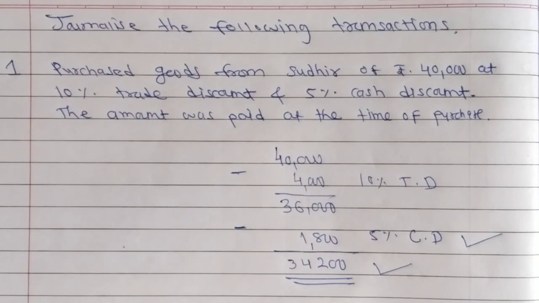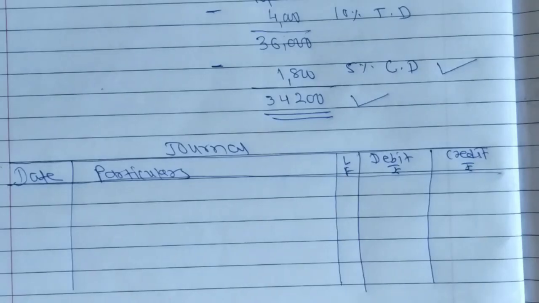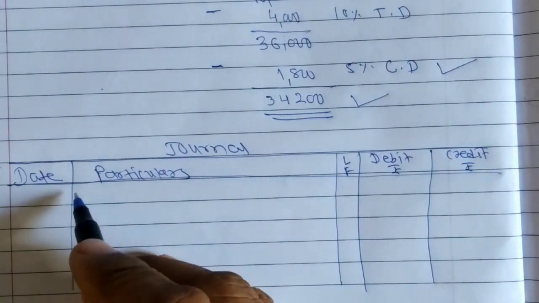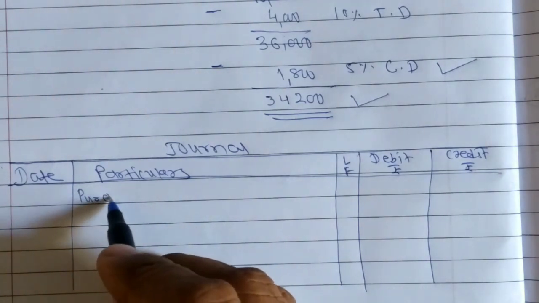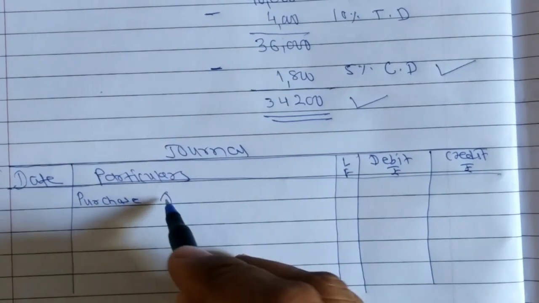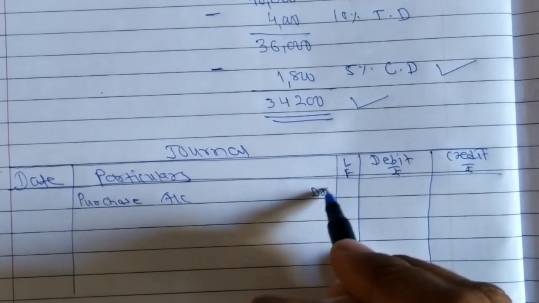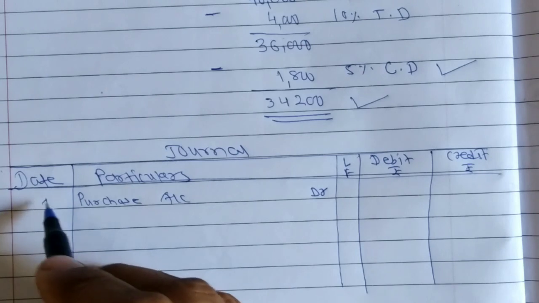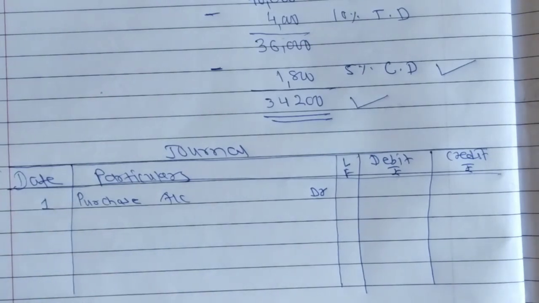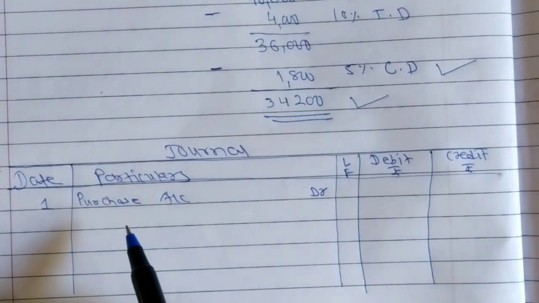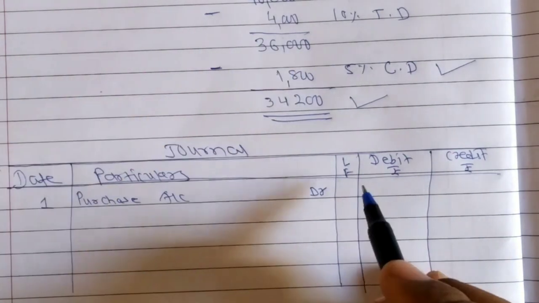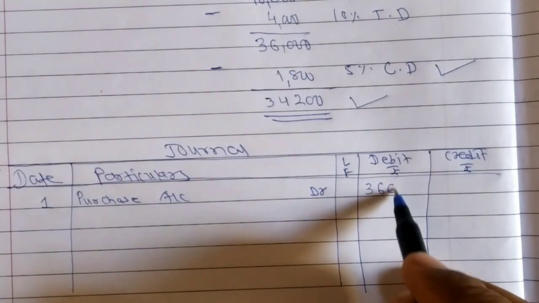Let us see. So here we have purchased goods, so purchase account will be debited. So we will record purchase account debit. Date is not given, so number 1 I am putting here, purchase account debit. And we have purchased goods of 36,000, so we will record 36,000.